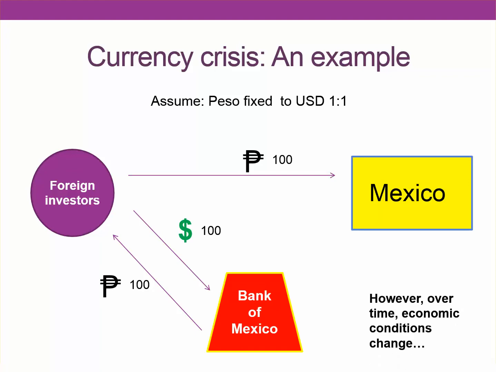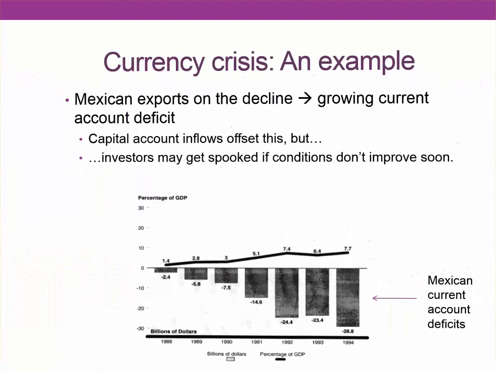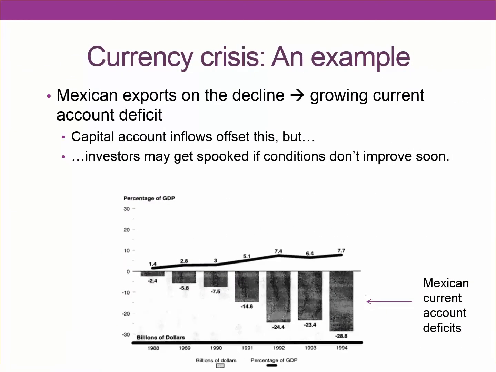However, over time, economic conditions changed in Mexico. Mexican exports were on the decline. This led to a growing current account deficit. You read about this last week, the balance of payments, or we might just say more simply, a trade deficit. That means Mexico was buying a lot more from the world than it was selling to the world. Capital account inflows offset this. Those financial investments were offsetting that, but there was a concern. Investors might get spooked if Mexico's current account didn't improve.